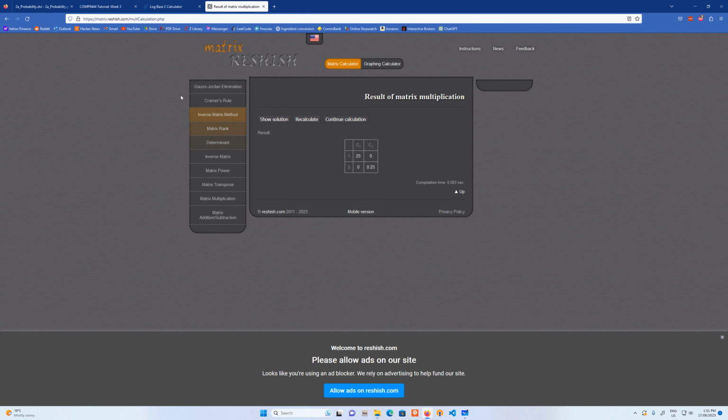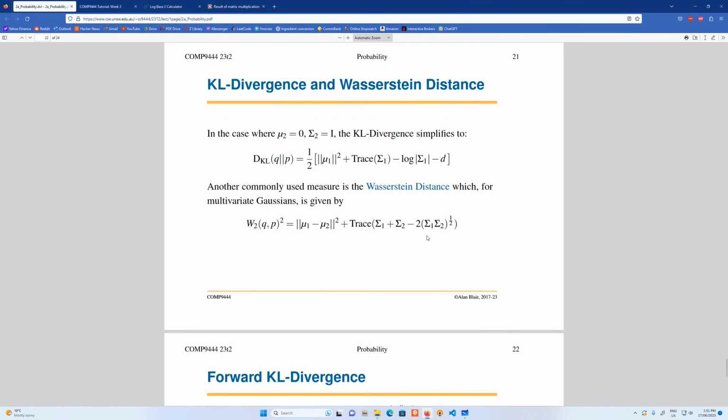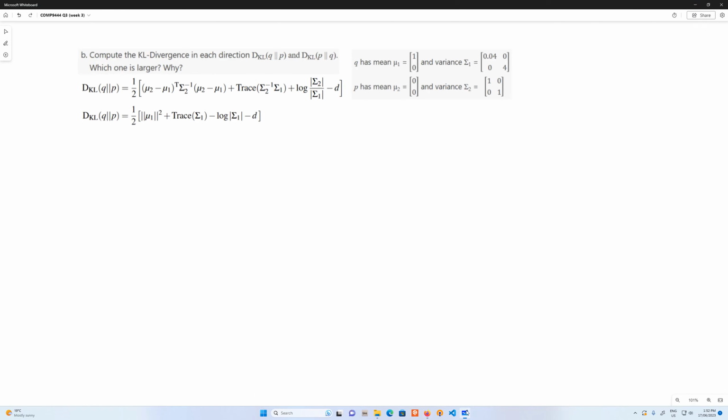So if I jump over to your lecture slides, you can see what that special case is. So here we go. In the case where mu2 equals 0 and our covariance matrix is I, that's the identity matrix, the KL divergence simplifies to this equation. And that is what we have over here as the second one. So let's go ahead and start doing the calculations. We may as well start with that simplified one first. So let's do the KL divergence from Q to P.